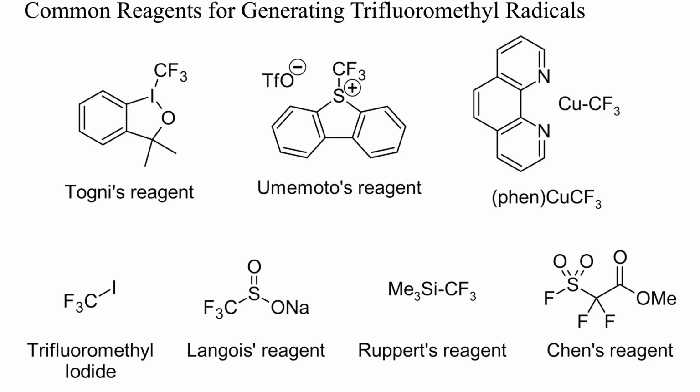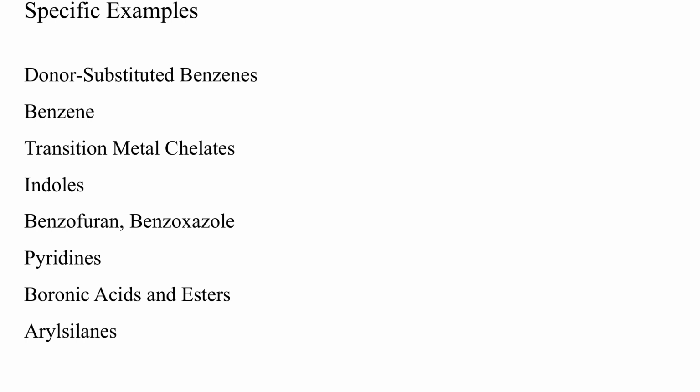These include aryl iodonium salts, sulfonium salts, cuprates, trifluoromethyl iodides, sulfonates, silanes, and sulfonyl fluorides. I'll show you now some specific examples of the use of these reagents to fluoroalkylate arenes in the order given here.